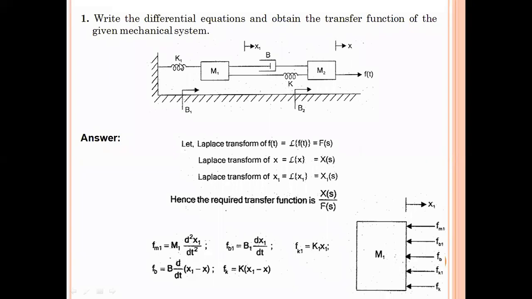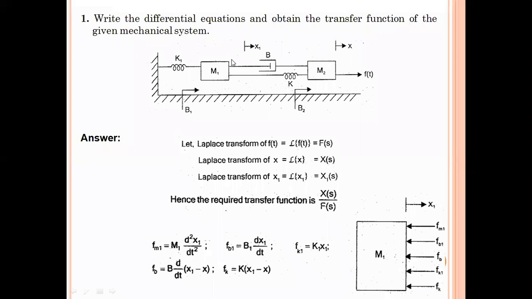So first force is fm1, that is due to m1. Second force is fk1, because k1 is directly connected to m1. And third force is fb1, because b1 is the friction between m1 and the reference point. So fb1. Three forces we already got.